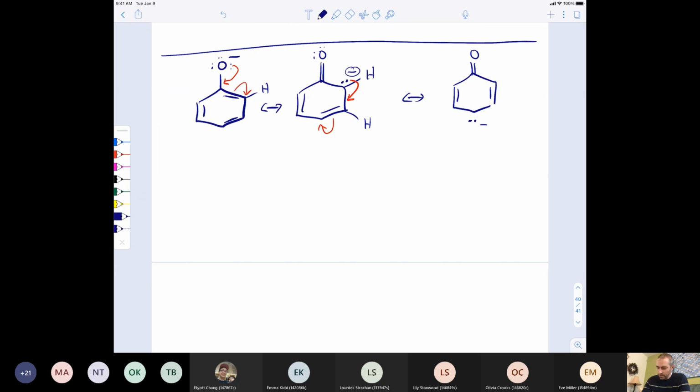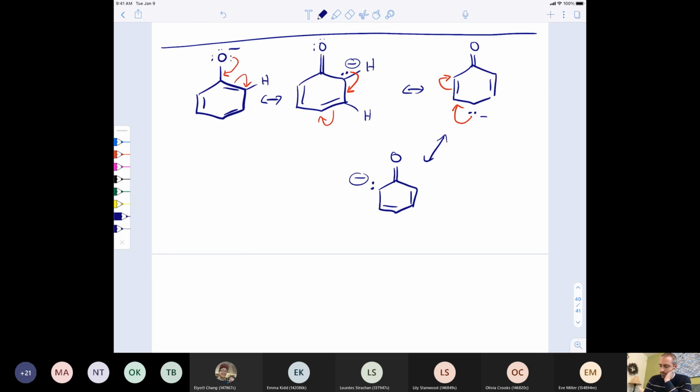So this is another one, and we can do it one more time. You can have that. So what this means is the overall molecule is going to be a blend of all of these structures, not necessarily an equal blend. Some of these will be bigger contributors than others. The biggest contributor in this case is the first structure because it has the charge on an electronegative atom.